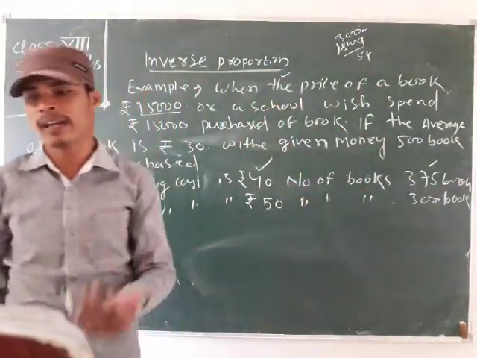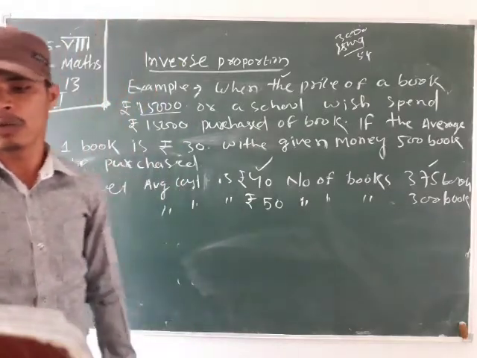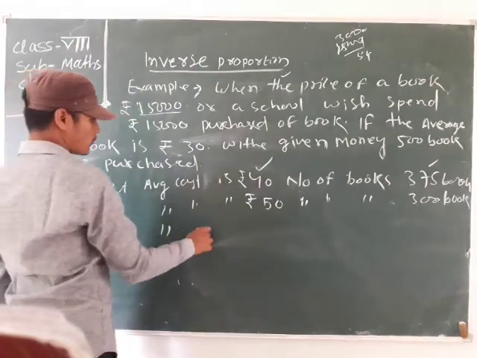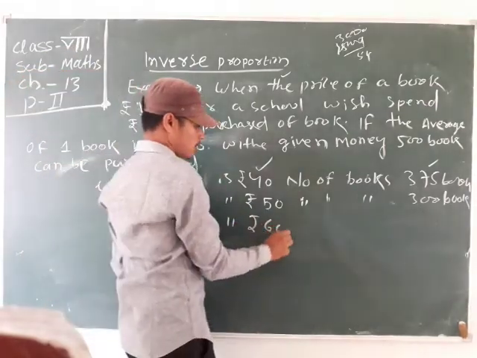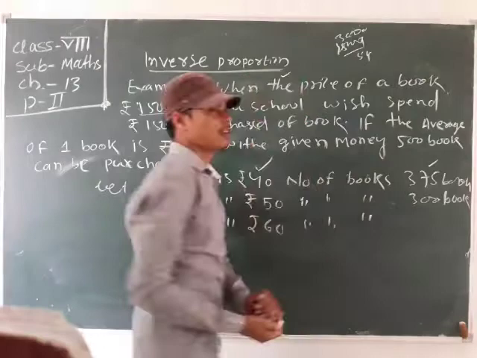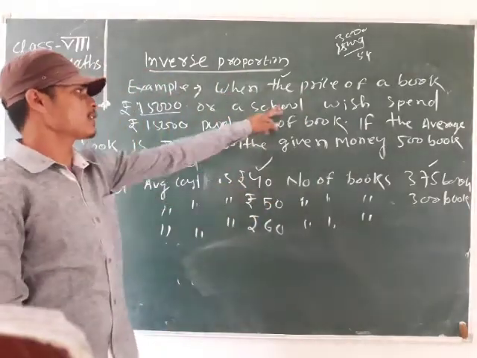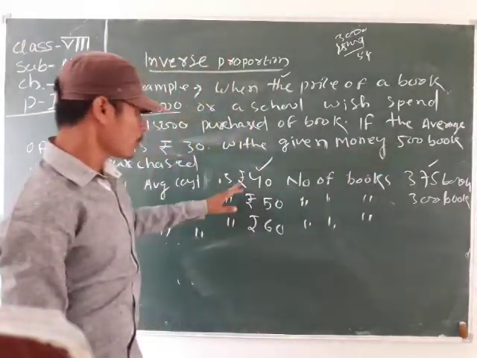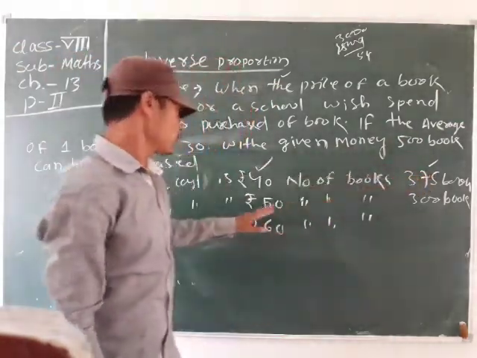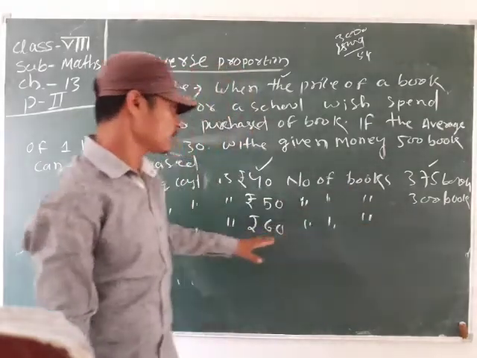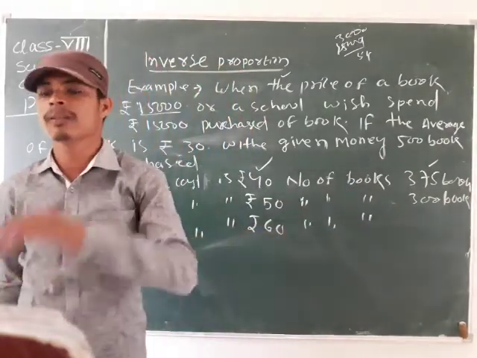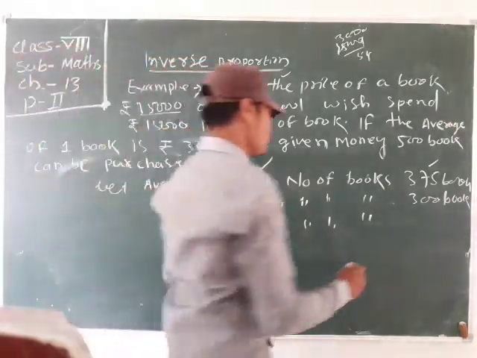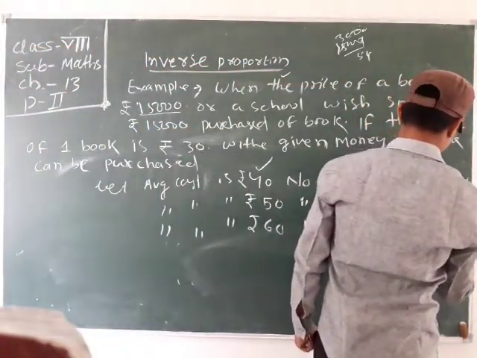Again, if the average cost of one book is rupees 60, how many books are purchased? When the average cost is 30 rupees, we get 500 books. At 40 rupees, 375 books. At 50 rupees, 300 books. Then at 60 rupees, it decreases to 250 books. 250 books can be purchased.